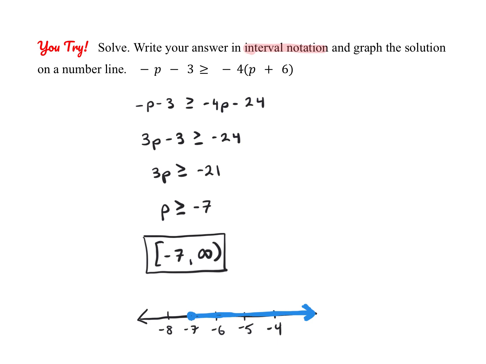All right, go ahead and check your work here. You'll notice for this one, the way that I went about solving it, I didn't multiply or divide by any negative, so I didn't need to flip my inequality symbol at any point. You should end up with p is greater than or equal to negative 7. So in interval notation, that would look like this. And then here's the graph on the number line.